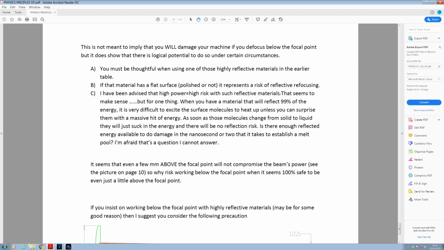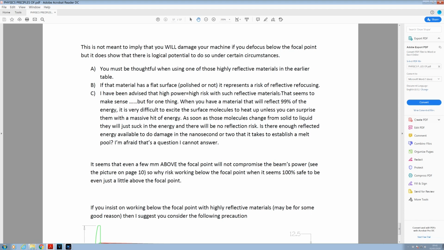Now, I'm going to draw your attention to section C. Basically, the advice that I've been given is that high power is high risk when you fire it at a reflective material. Okay, that makes perfect sense. But it leaves me with a little bit of a problem. We can melt material with this laser, even though it's only got 20 watts. But that's because it develops huge amounts of power in a very, very short period of time. We've got a 2-nanosecond pulse, but it probably takes less than a quarter of a nanosecond to rise from 0 to 12 kilowatts.